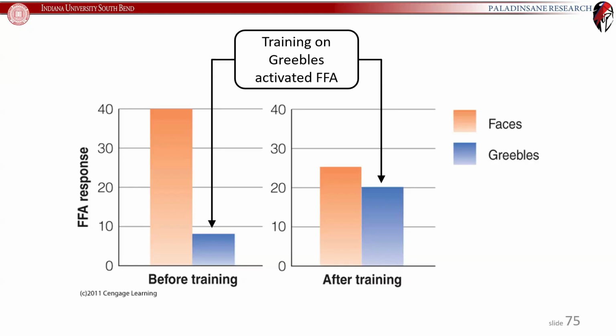But yeah, it's quite possible that these people, after being trained on Greebles, are now walking around with lower ability to do facial perception. It's quite possible that card experts and bird experts are actually worse at identifying people's faces.